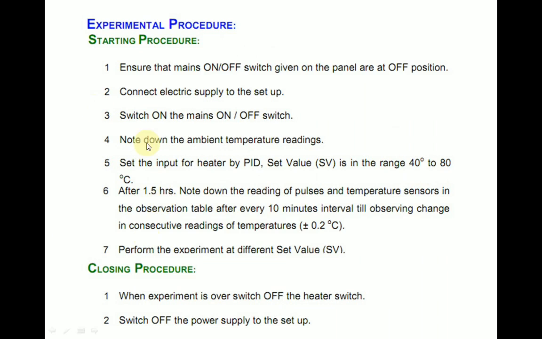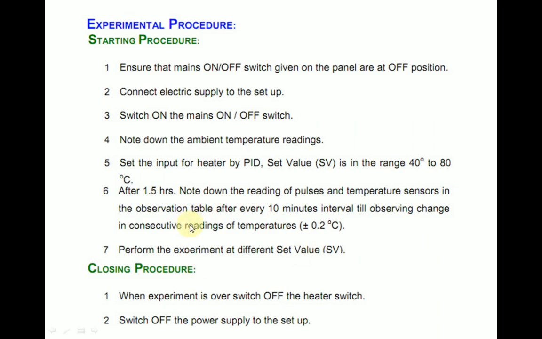So that's why after a time of approximately 1.5 hours, we need to start taking the readings of all the temperatures from T1 to T8 and also the pulses. So we need to measure the number of pulses and the time required for the pulses. Those readings also we need to measure. Then we can repeat this experiment at a different set value of the temperature.